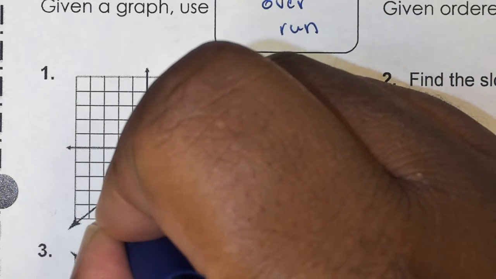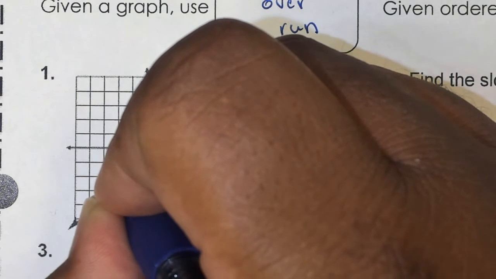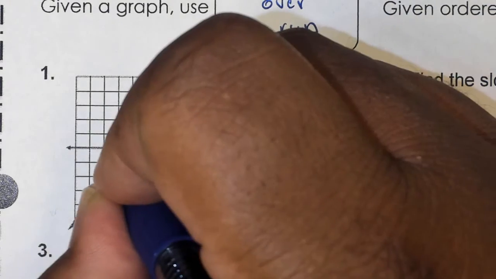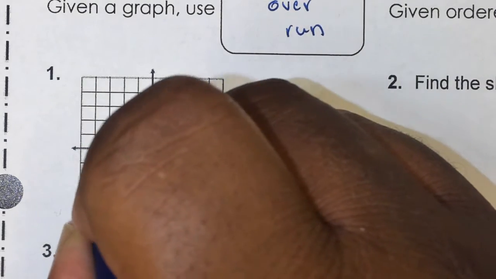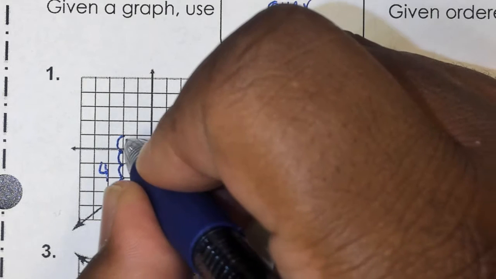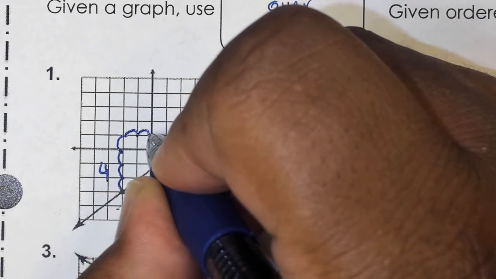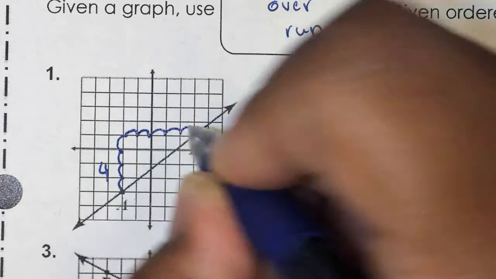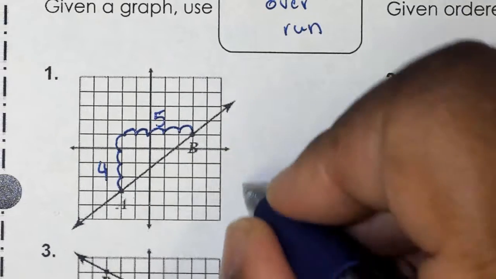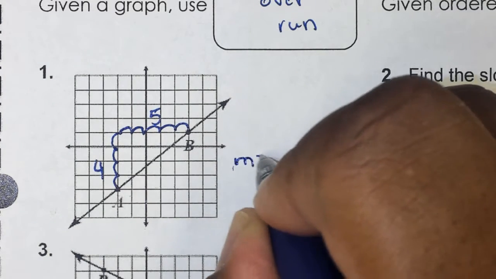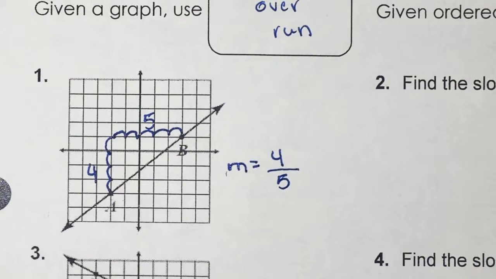You rise first from point A to B. I'm going up 1, 2, 3, 4. So I went up 4 spaces to B, and you always run to the right. Over 1, 2, 3, 4, 5. So once you do that, you found your slope. My slope is m equals 4 over 5. 4 over 5 cannot be reduced, so I'm going to leave it like that.